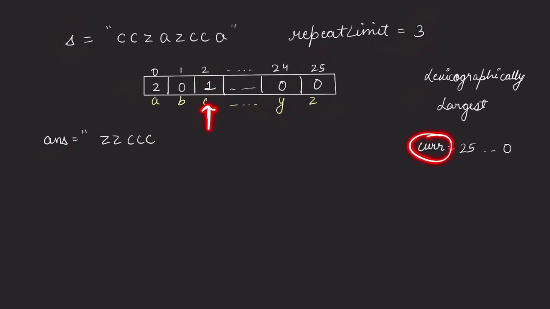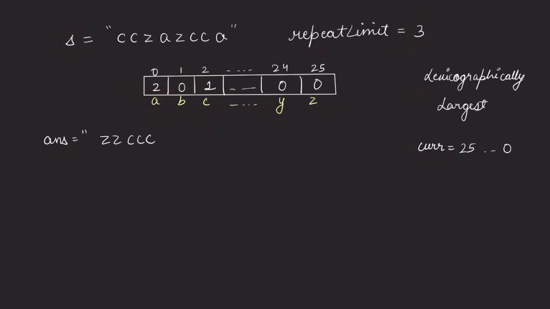keeping your current here, you will start going backwards with some other variable to find out which is the next character that we can use. So you will come to B, you will see the count is 0. Then you will come to A, you will see that here the count is non-zero. That means I can consider A.